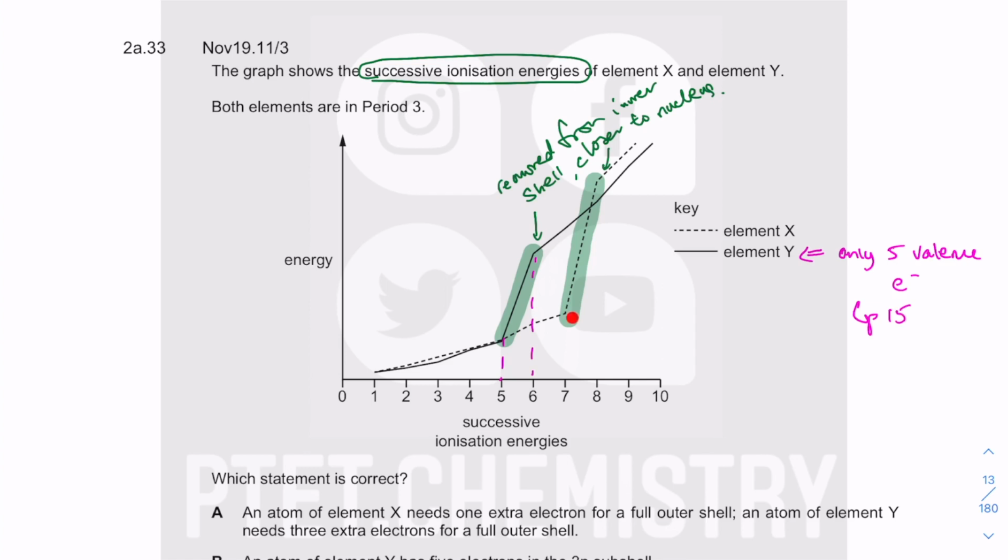Whereas if we are looking at the dashed line, which is for X, we see that the biggest jump in successive ionization energy is between the 7th and the 8th ionization energy. So the 8th electron to be removed is from the inner shell, which is closer to the nucleus and more strongly attracted to the nucleus, and therefore indicates that there are only 7 outer shell electrons. Only 7 outermost shell electrons, or what I like to call valence electrons, and therefore group 17.